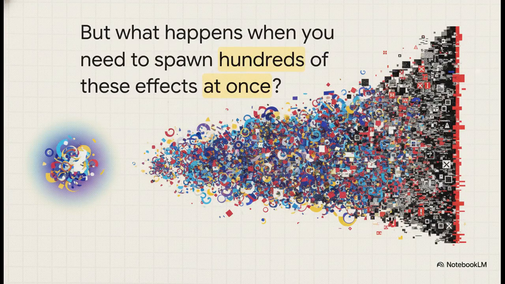So you've done it. You made the perfect effect. It looks incredible. But now, what happens when you need a whole lot of them? I'm talking about a battlefield with hundreds of explosions, or a dense forest with thousands of leaves falling all at once. The old way of just spawning a new effect for every single one, well, it just doesn't work. You are going to hit a performance wall, and you're going to hit it hard and fast.